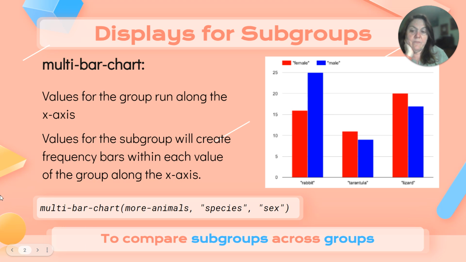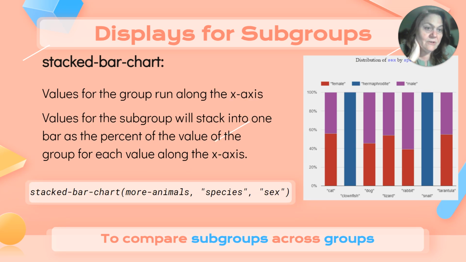And the sample coding for it is right down here, multi-bar bar chart, again using the More Animals data set that we have that has over 400 animals in it for this particular example right here, and the species and the sex that could be looked at there. Okay? Then there's the stacked bar chart, which looks a lot like the multi-bar chart. It's the exact same type of inputs, the table and the columns, the group and the subgroup. Okay, you're still comparing, but this time it's going to do it a little bit differently.